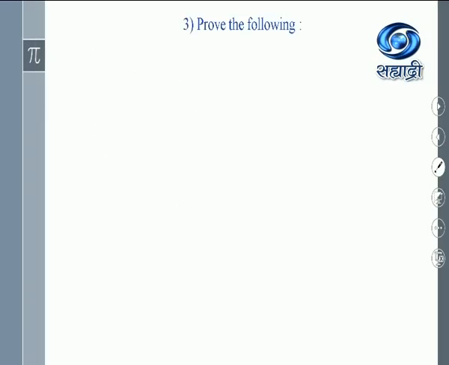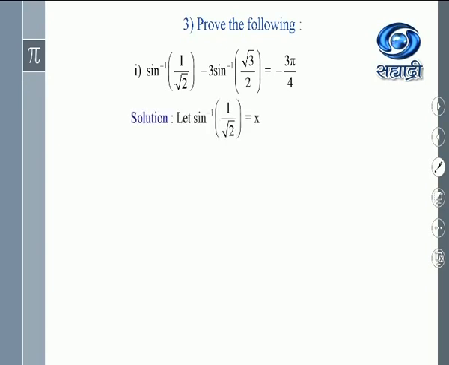Now question number 3 we try. Prove the following. First is sine inverse of 1 upon root 2 minus 3 sine inverse of root 3 by 2 is equal to minus 3 pi by 4. So this is of the type prove that, therefore we start with LHS. Before that we find out each term, the principal value, and then we substitute in LHS. Let sine inverse 1 upon root 2 equal to x.